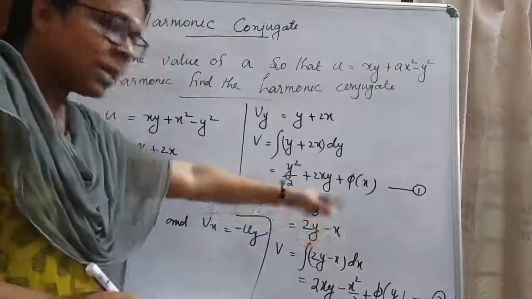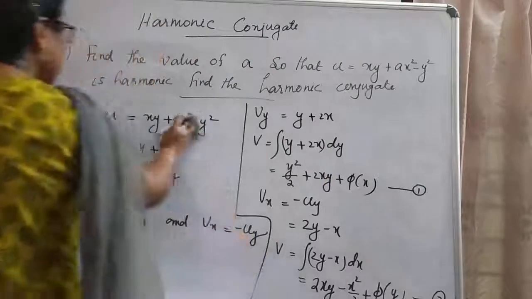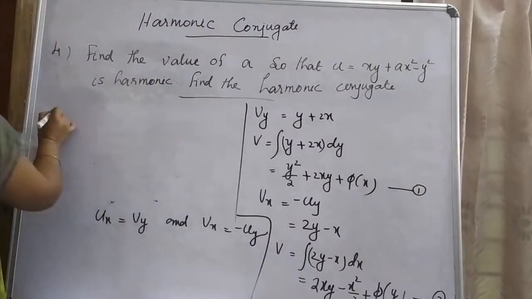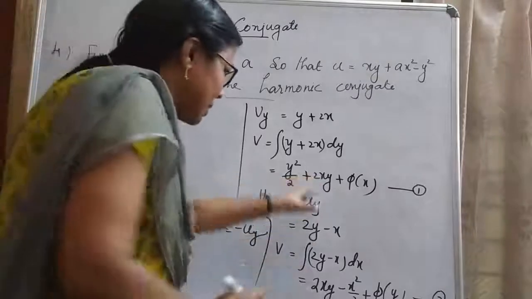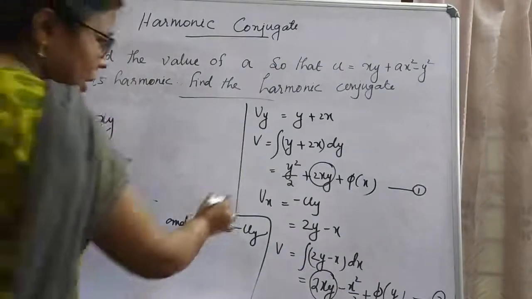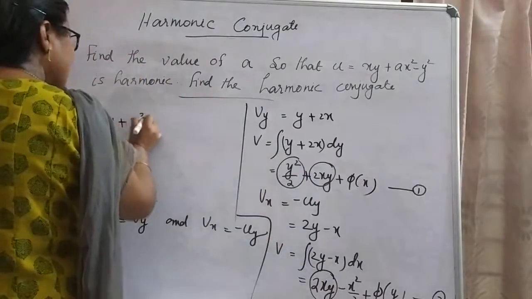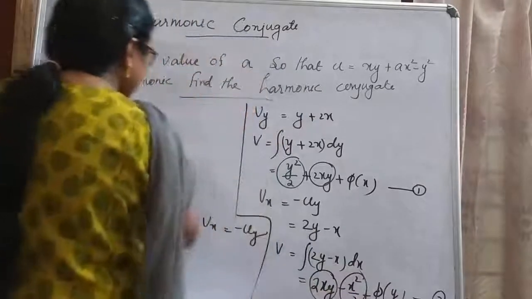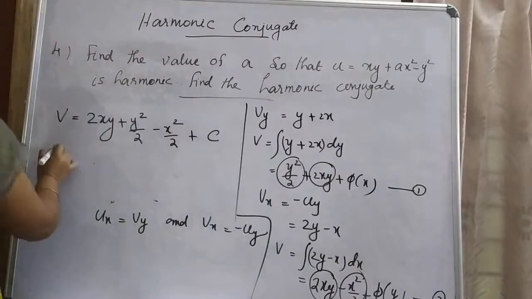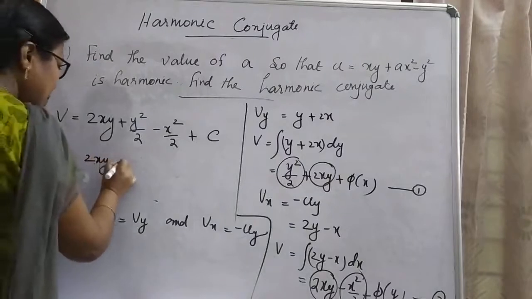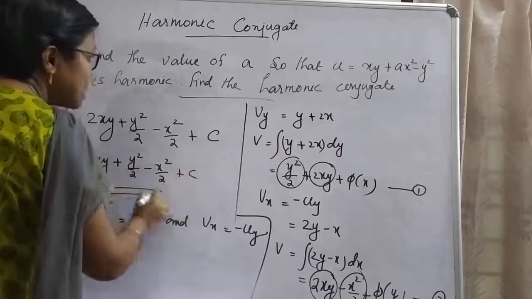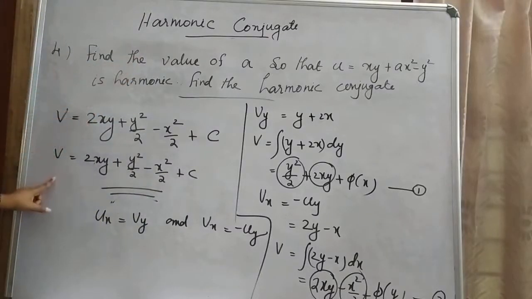By combining both these equations, we have to write the final result as v equal to, here 2xy is here, therefore write 2xy one time, then y square by 2, then minus x square by 2, then plus a constant of integration which is c, which is the answer, that is v equal to 2xy plus y square by 2 minus x square by 2 plus c, which is the harmonic conjugate of u. We get the result as v. Okay, thank you.